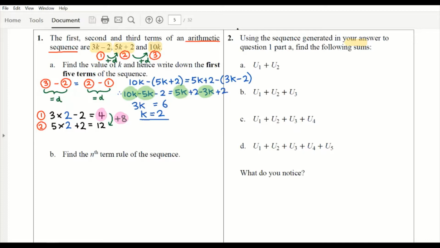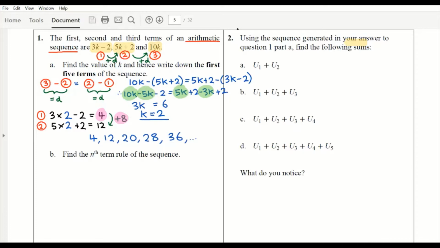So let's write down the sequence now. So we're going to have 4. 4 plus 8 is 12, which we've already established. Add 8 to that, which is 20. Add another 8. And I need one more term. That's going to give me 36. And then there'll be more to come. Okay, so there's my first 5 terms.